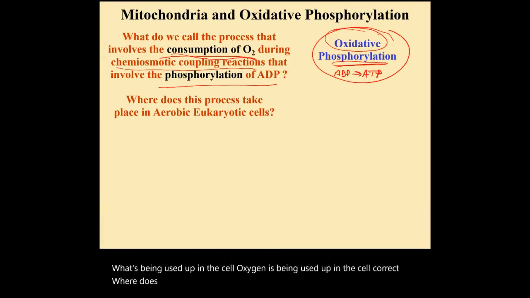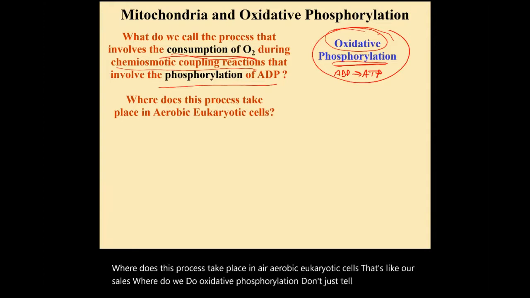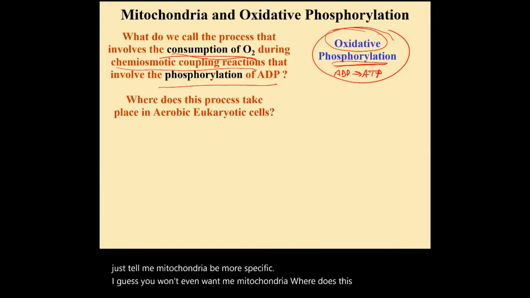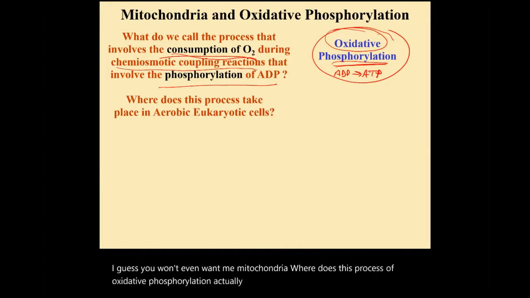Where does this process take place? In aerobic eukaryotic cells. That's like our cells. Where do we do oxidative phosphorylation? Don't just tell me mitochondria. Be more specific. I guess you weren't even going to tell me mitochondria. Where does this process of oxidative phosphorylation actually take place? What part of the mitochondria?